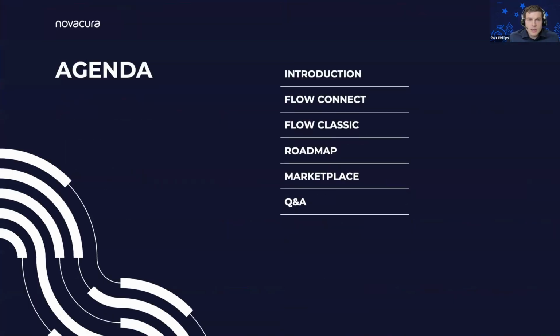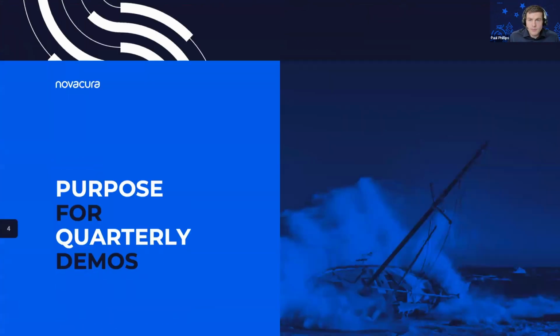Our agenda looks a little something like this. First, we'll go through some introductions, which I'm doing now. Then we'll talk about Flow Connect first and foremost, then go to Flow Classic. I'll give you a glimpse of the roadmap, the marketplace, and then we'll go to some questions and answers that we're not able to get to during the session.